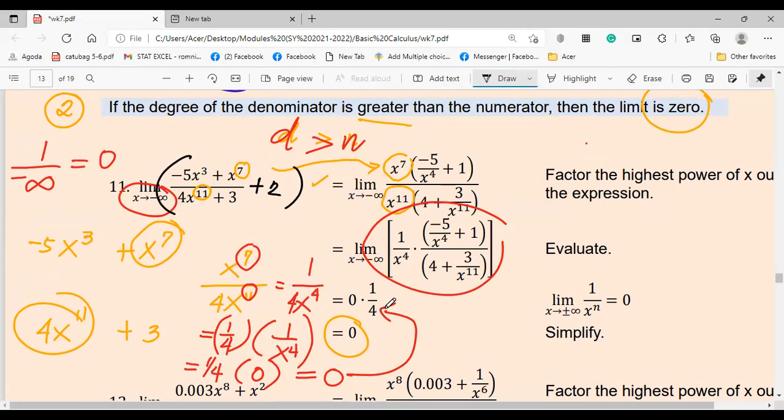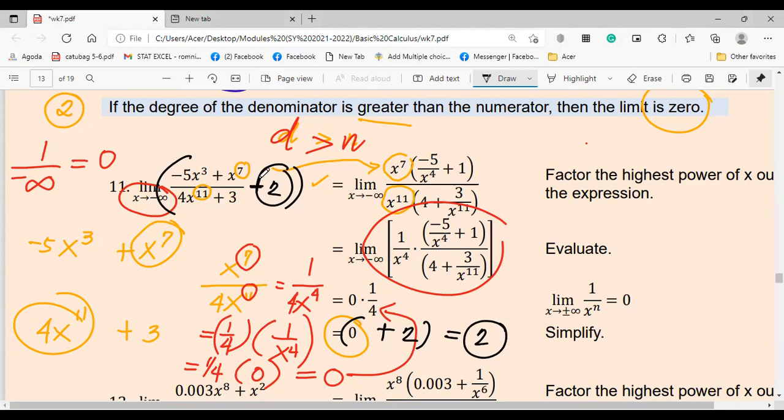Anong sagot? What do you think is the answer if I add 2 there? Please comment your answer. 5 seconds. Anong sagot nyo kung nag-add ako ng 2? Tama yung sagot nyo kanina. Nakikita ko yung sagot nyo. The answer is 2. Tandaan nyo yun. Dahil constant siya, wala siyang epekto. 0 plus 2 will become 2, if and only if you add 2 here.